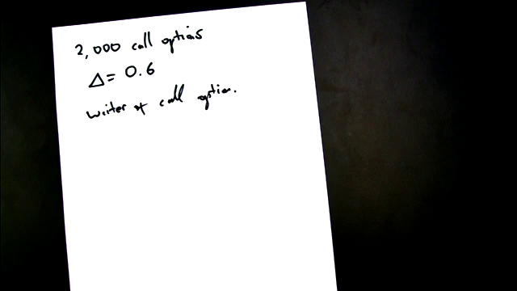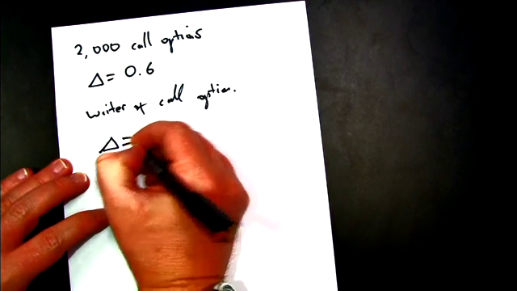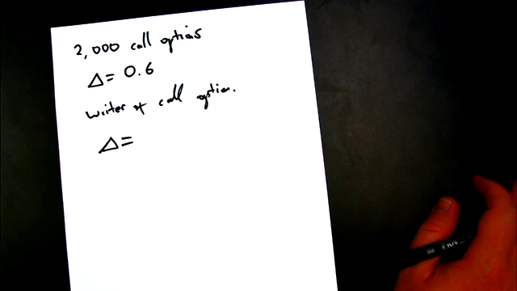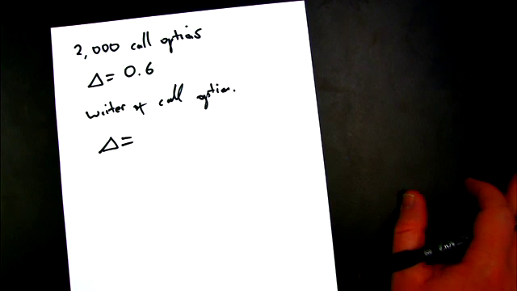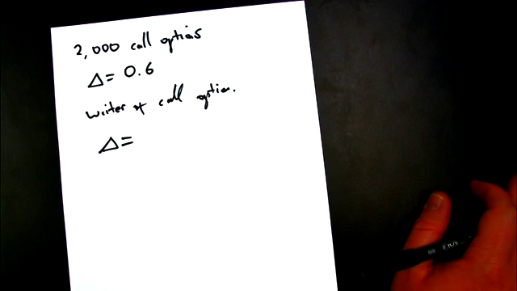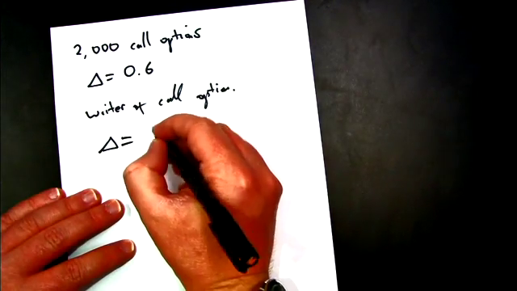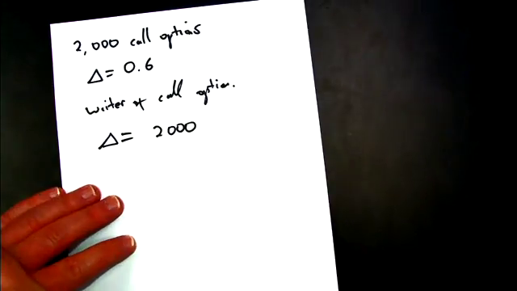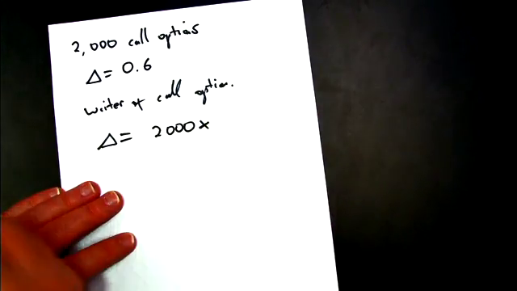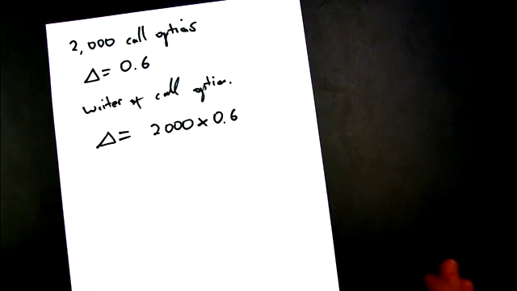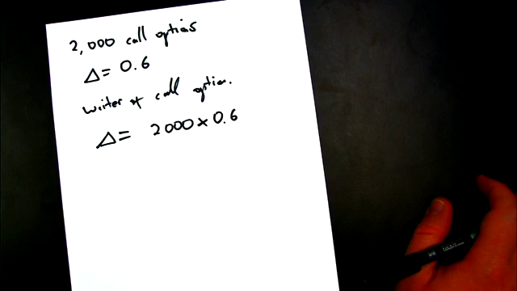Okay, so what is my current total delta? If an option has a delta of 0.6, what's my total delta? Not a trick. One option has a delta of 0.6, so 2,000 options will have a delta of 0.6 times 2,000, right? So I'm wanting to calculate my total delta. The delta of one call option is 0.6. So the total delta is going to be 2,000 times 0.6.